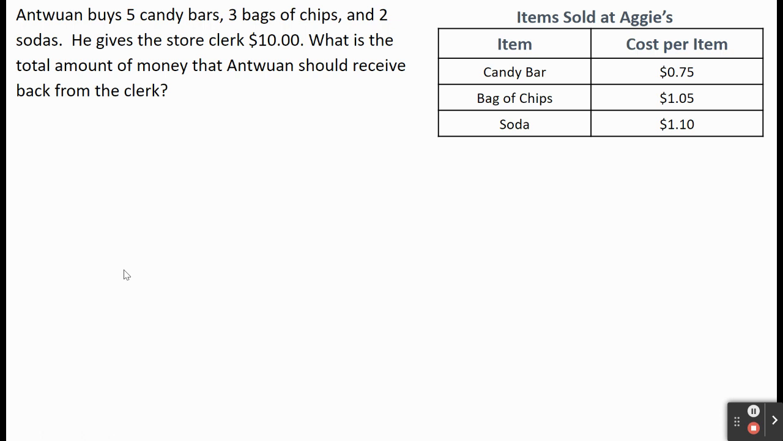Today we'll be solving multi-step word problems. Antoine buys 5 candy bars, 3 bags of chips, and 2 sodas. He gives the store clerk $10. What is the total amount of money that Antoine should receive back from the clerk?